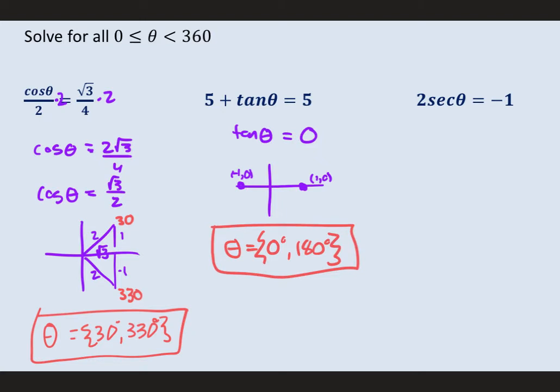All right, and then our next example, we're going to divide by 2 on both sides. That's going to give us secant of theta equals negative 1/2. Now, you might start trying to draw stuff and say, well, secant is negative when cosine is negative, so that's quadrants 2 and 3. But wait a second. Secant can only be bigger than positive 1 or smaller than negative 1. So secant can't actually equal negative 1/2.